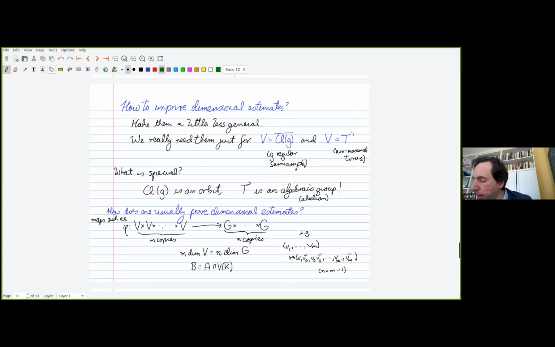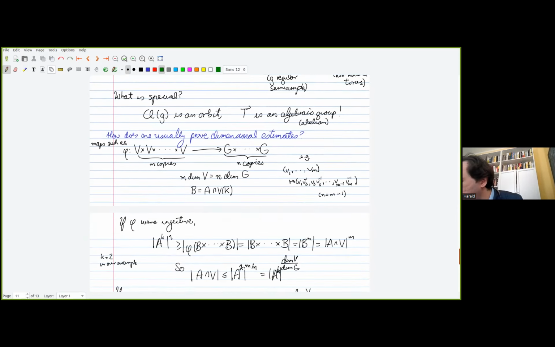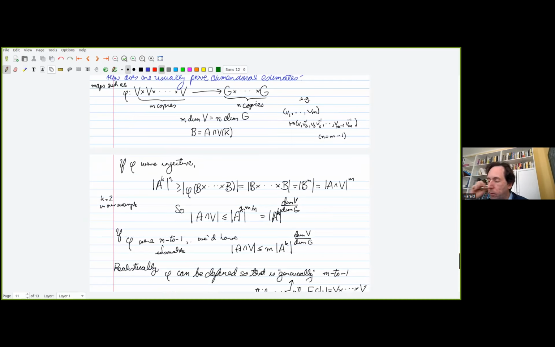And then if you're lucky, you manage to define a map consisting just of products, which takes the Cartesian product of m copies of V to a Cartesian product of n copies of G. It's usually more complicated, but it could be, V1 up to Vm, say n is m minus 1, and it could be that this map works: V1 times V2 inverse, comma V2, V3 inverse, and so forth. And then what you do, define B to be the intersection of A with the variety. And then you have, wishful thinking, the first step of a proof, according to Polya.